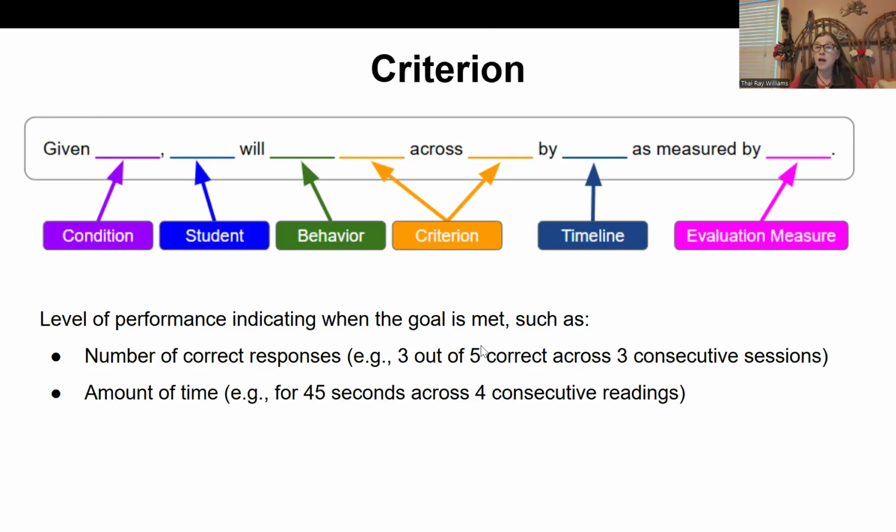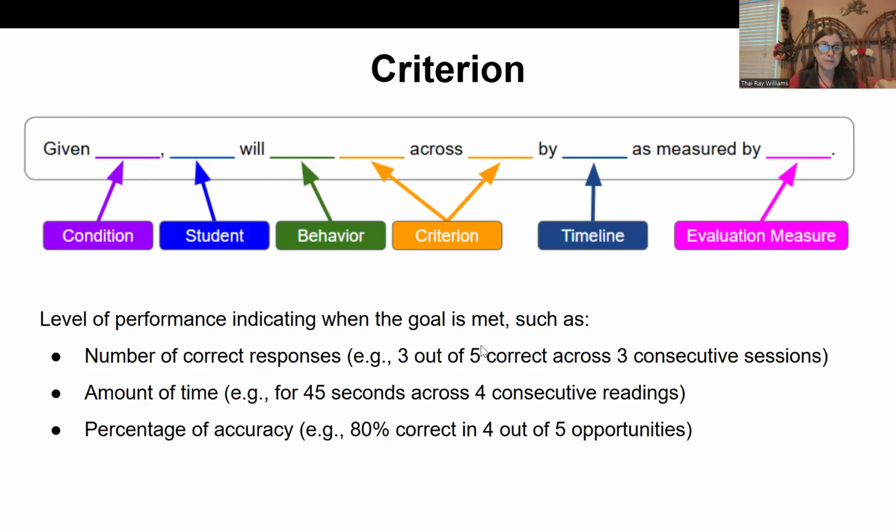Another one could be amount of time. So for 45 seconds across 4 consecutive readings. So for example, let's say that we have a student who does not engage in reading and we are starting really low. Can you do it for 45 seconds across 3 consecutive readings? And when they master that, then we're going to bump it up. Maybe we're going to bump it up to a minute and a half. So you could look at the amount of time, but it could be the amount of time again from when you gave a direction and the student started the assignment.